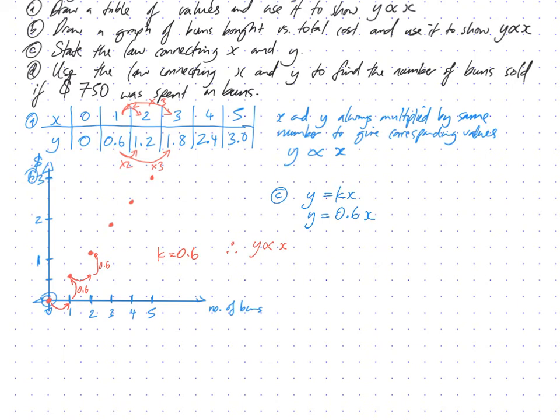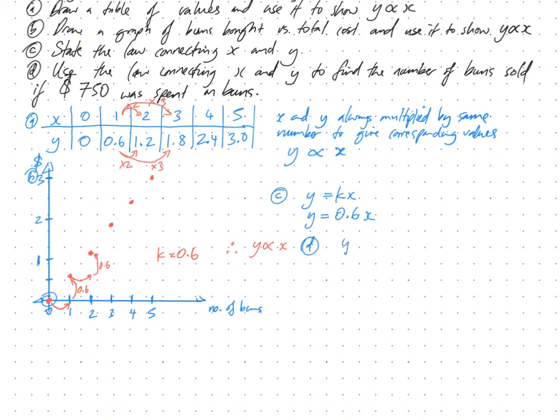And then D, use the law connecting x and y to find the number of buns sold if $750 was spent on buns. So this shows you the usefulness of this law, because obviously I don't have space and it was difficult enough already to draw an accurate graph for 5 buns and $3 spent. This is asking how many buns were bought when I spent $750. So instead of drawing all that, I can use the law.